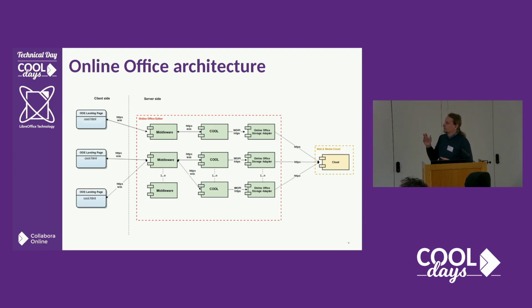So we have a middleware, which is a proxy, which handles connections from clients and redirects them to Cool. Okay, it behaves like a proxy, but also it makes some other tasks like balancing and so on. Collabora Online also is another component, of course, and the other component is storage adapter.